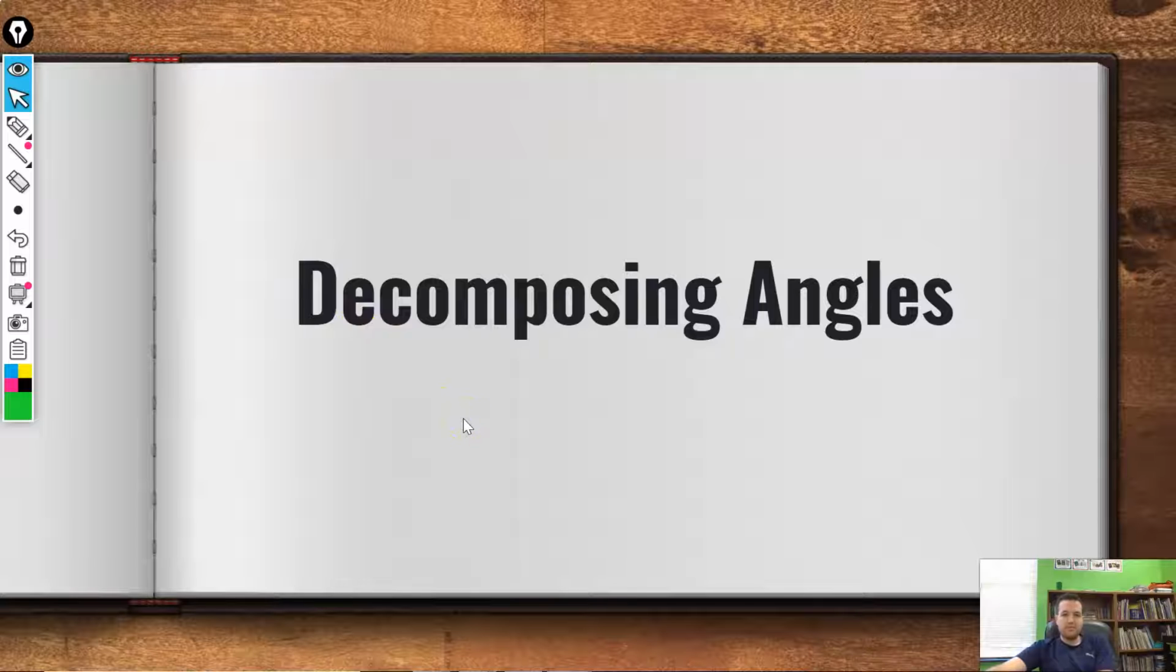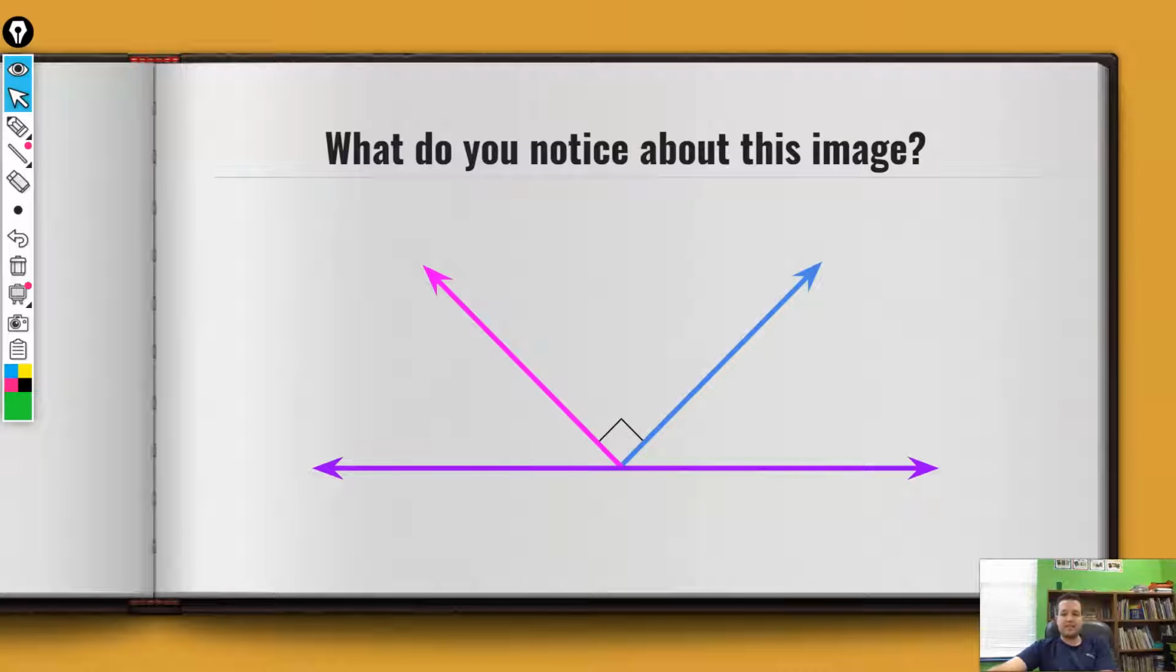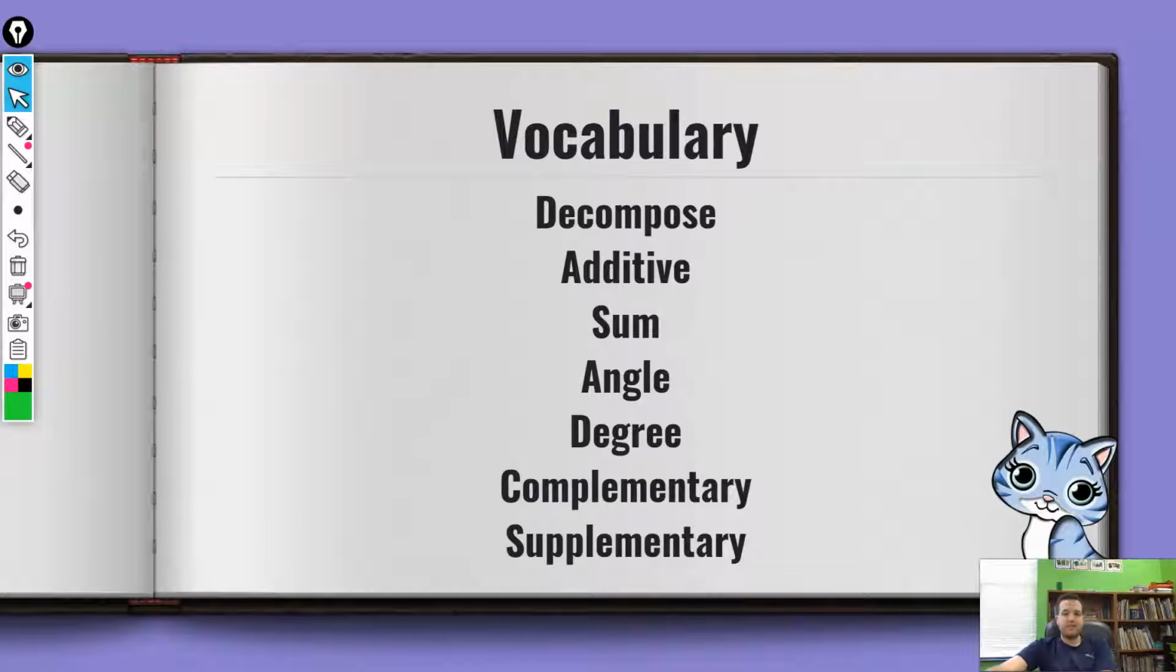You're going to hear some vocabulary words today that are a little bit crazy, like complementary, supplementary. We'll be talking a lot about what those words mean, but we've already talked about decompose. Additive basically means you're adding angles together, so they can be put together. Sum is obviously the answer in an addition problem, so you have addend plus addend equals sum. Angle, we know what that is. It's the amount of turn that two rays have in between. And then degree is what we measure angles in. It's the unit of measurement. And then complementary, supplementary, I guess you'll have to wait to find out.